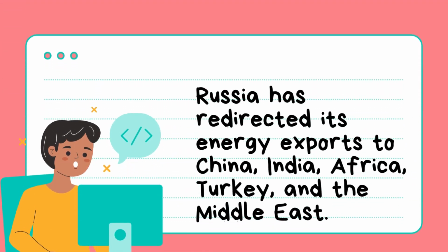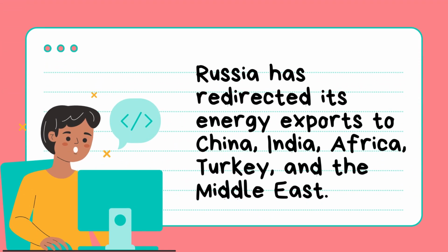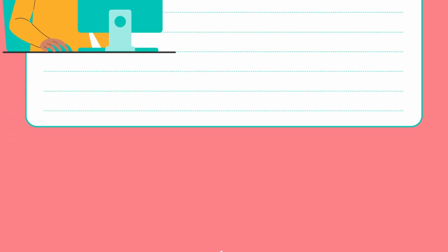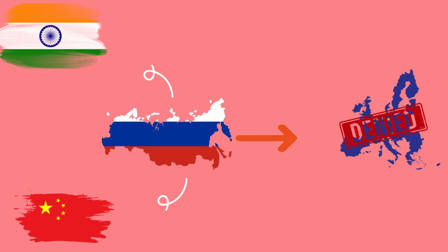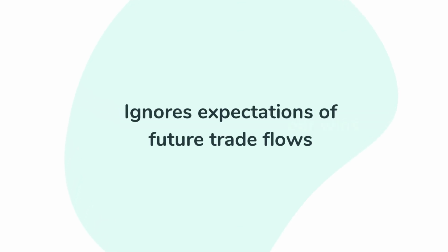Russia has also redirected its energy exports from Europe to China and Turkey, as well as to India, Africa, and the Middle East. Because Russia could substitute away from European trading networks, its linkages to Europe were a poor deterrent against war with Ukraine.